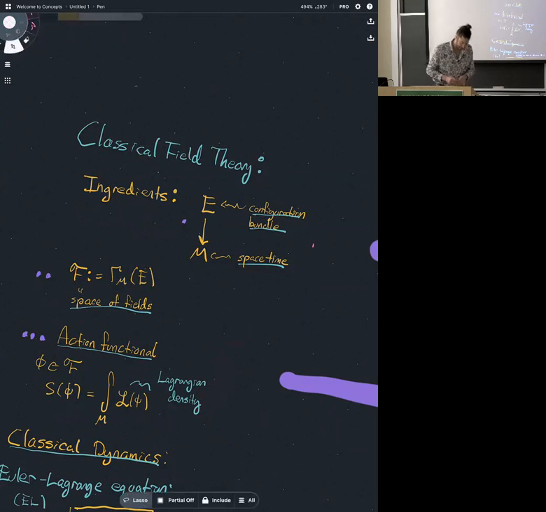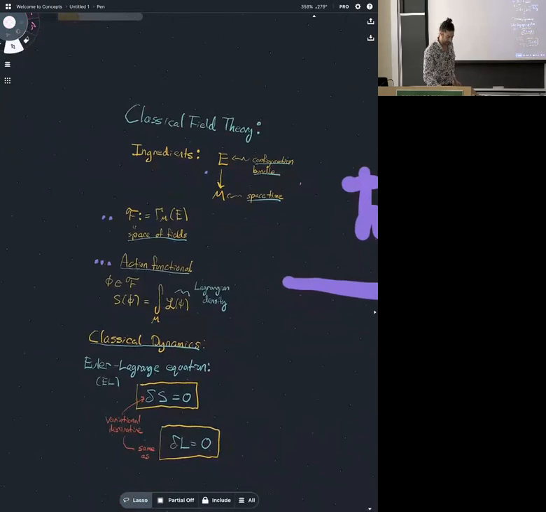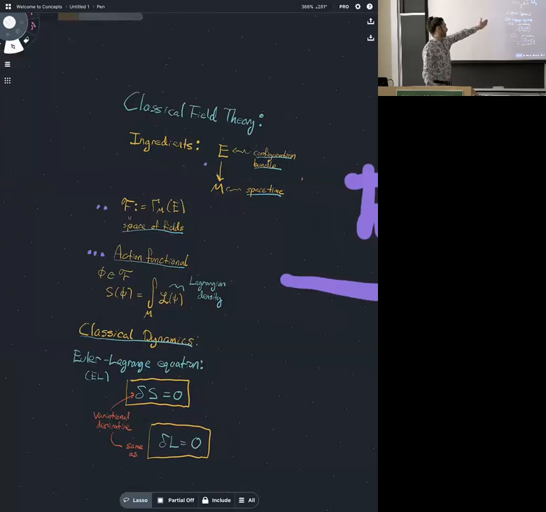All right. So classical dynamics tells you that the physical fields minimize the action. So the variational derivative of the action should be 0, which really is just thinking about the Lagrangian density. So you can just say the variation of the Lagrangian density is 0. Okay, so that's classical field theory in a nutshell.